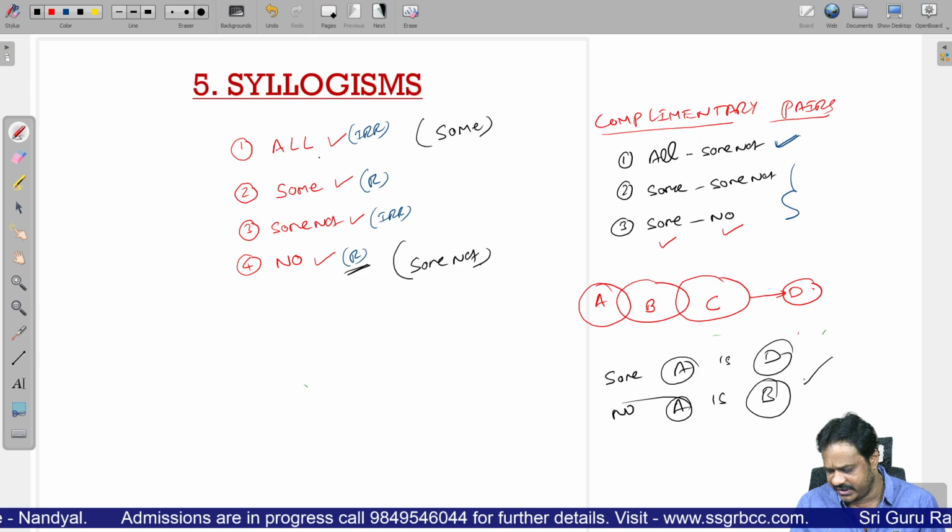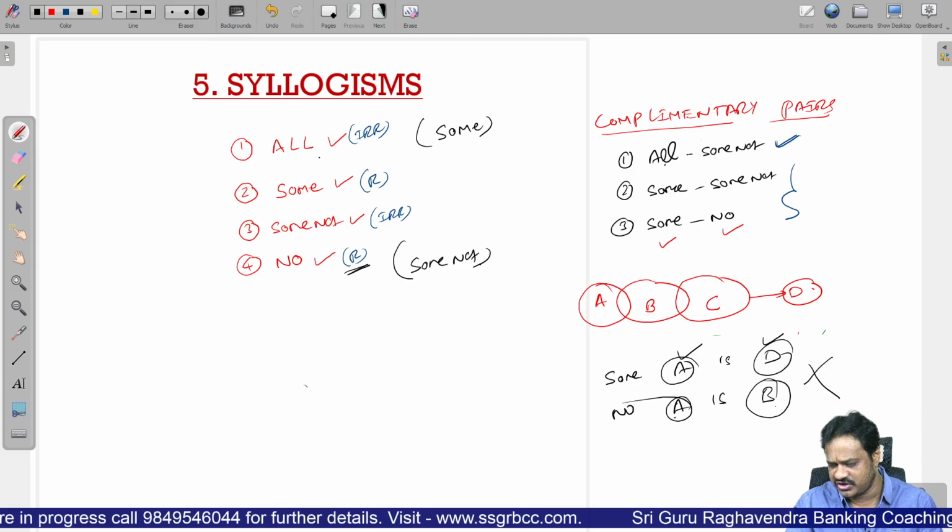Is it a complementary pair? No. To become a complementary pair, subject and predicate should be the same, but in the case of all, some not, subject should be in the place of subject, predicate should be in the place of predicate. But in the case of some not and some no, you can interchange the subject and the predicate also.